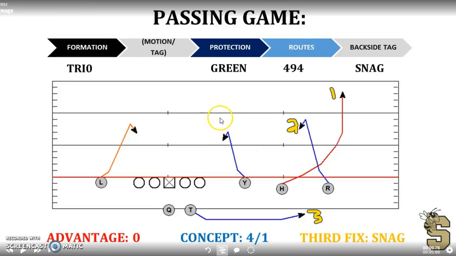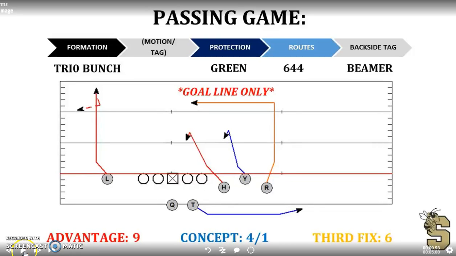Our fourth fix now really not only becomes this inside 4, but whatever our backside tag is as well, as we have plenty of options. If we recognize that we are getting pressure and getting a blitz from this side of the formation, we will look to get the ball out right now to the inside 4 on what serves as a hot route. We will also have some additional tags that we will use during the season in our snag or spacing concept.